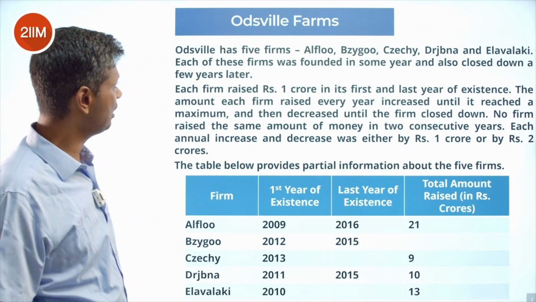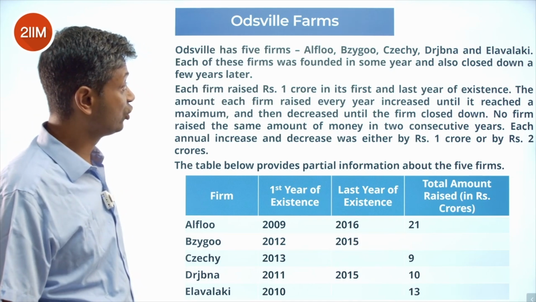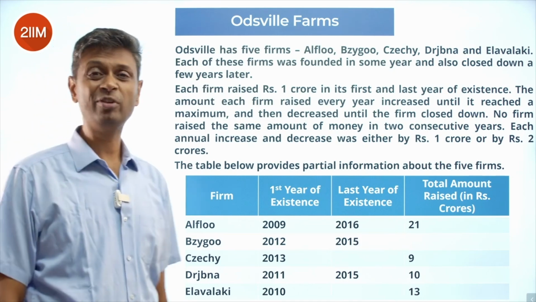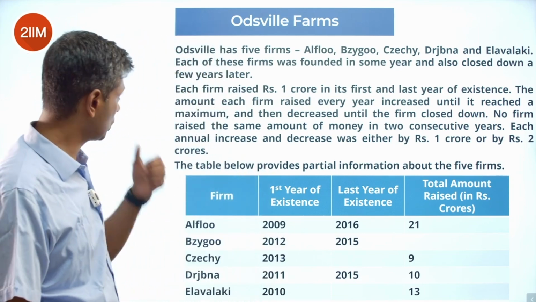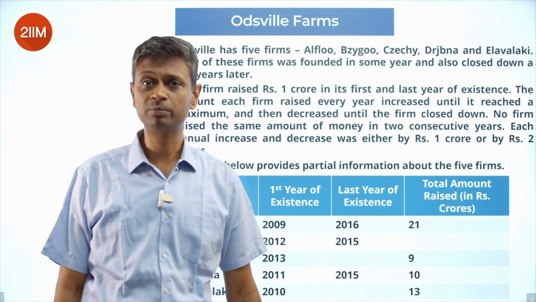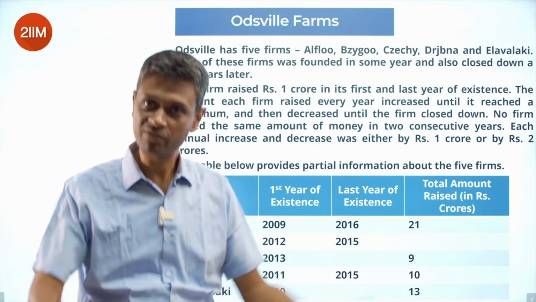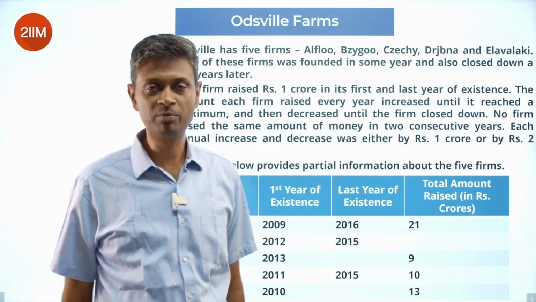Odsville has 5 firms: Alfloo, Bzygoo, Czechy, Drjbna and Elavalaki. A, B, C, D and E to us. Each of these firms was founded in some year and also closed down a few years later. So Odsville is very much like the Indian startup scenario. Firms get founded, firms get funded, and then firms disappear. Not the worst thing, but some firms should have never been founded.